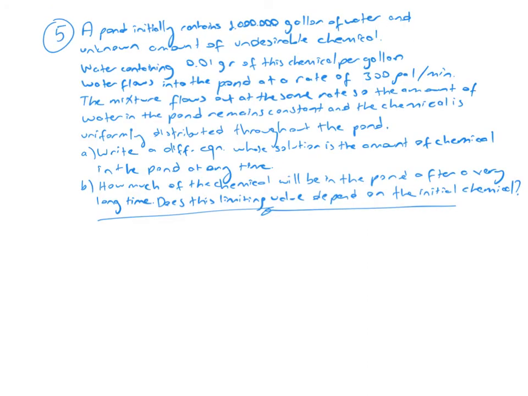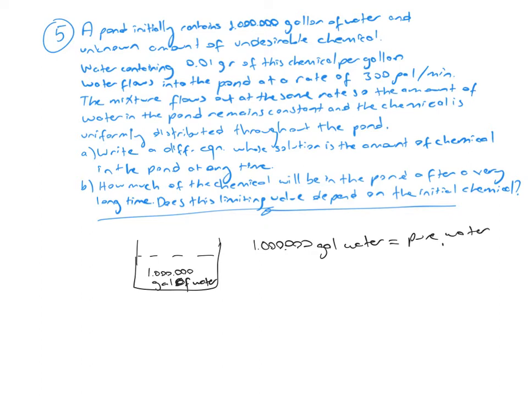Let's examine this question. A pond initially contains 1 million gallons of water and an unknown amount of undesirable chemical. So this is our pond, and initially it contains 1 million gallons of water. And this 1 million gallons of water contains some pure water plus some chemical.